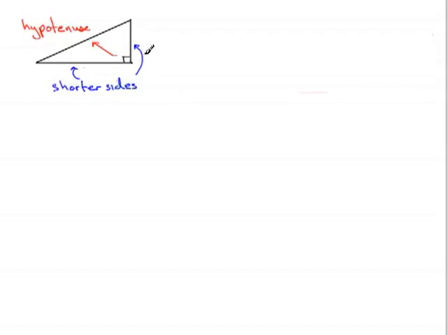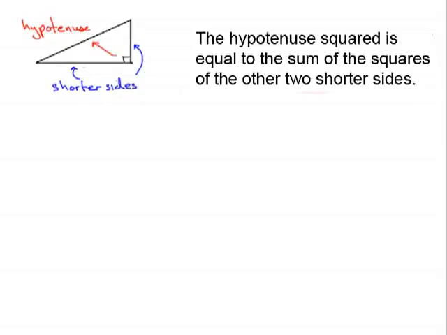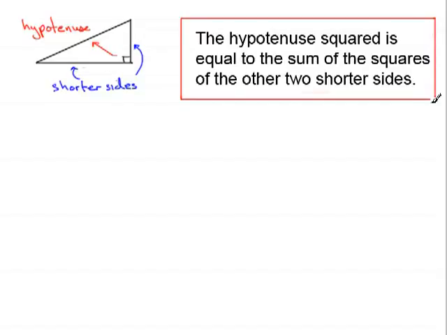Okay? So we have the longest side, the hypotenuse, which is opposite the right angle, and the other two sides are called the shorter sides. Now, what did Pythagoras discover? Well, he discovered that the hypotenuse squared is equal to the sum of the squares of the other two shorter sides. And this is a theorem or rule that you should learn. Okay, so we'll just highlight that here. Make sure you learn this rule.